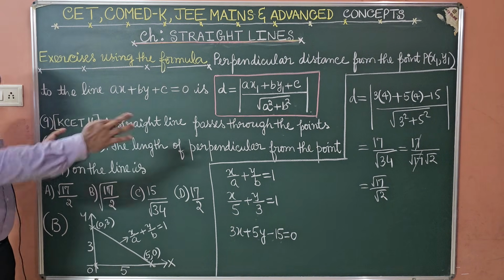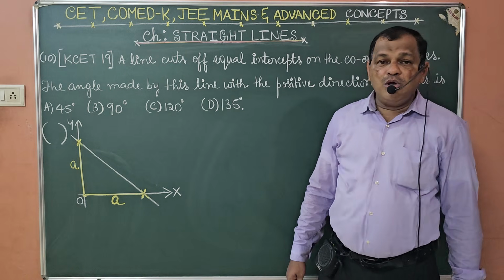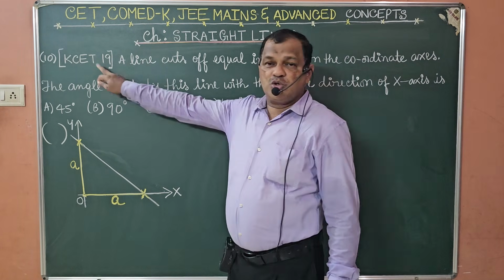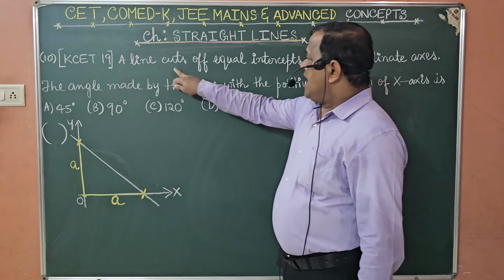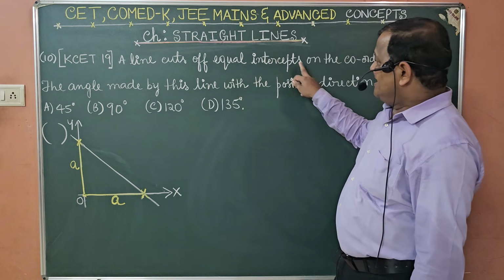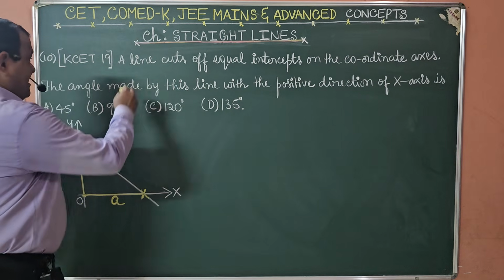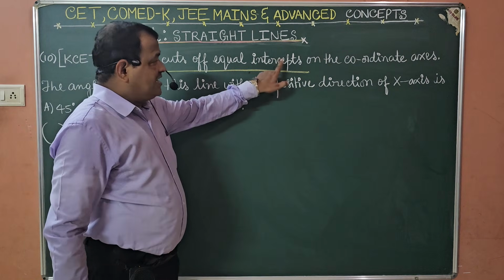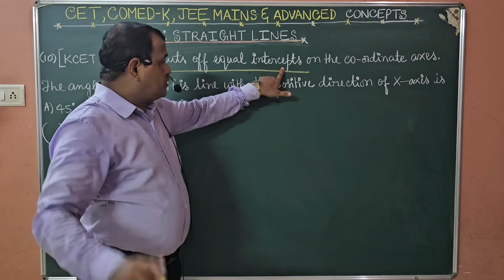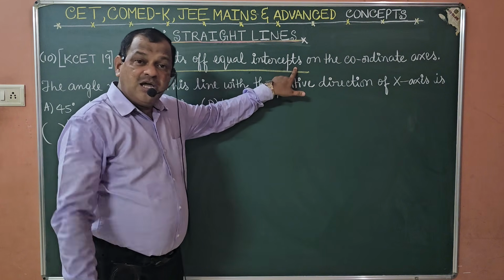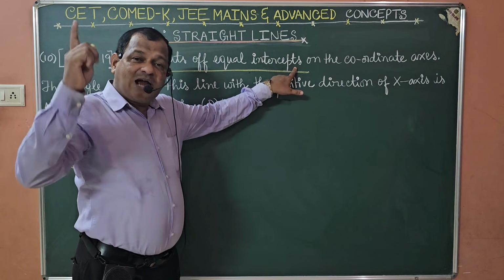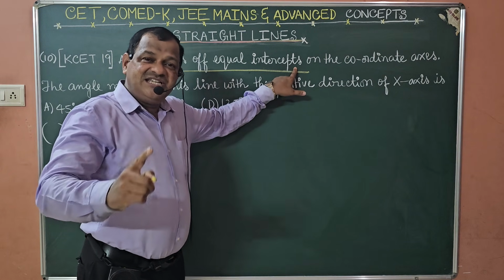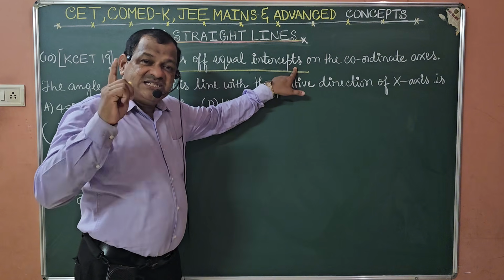Watch the video carefully. Students, here we have one more exercise on some other concept. This is from KCET 2019. See, a straight line cuts off equal intercepts. See, the moment you read these words, cuts off equal intercepts, especially the word intercepts, the equation of the line that should come to your mind is the intercept form, that is x by small letter a plus y by small letter b is equal to 1.